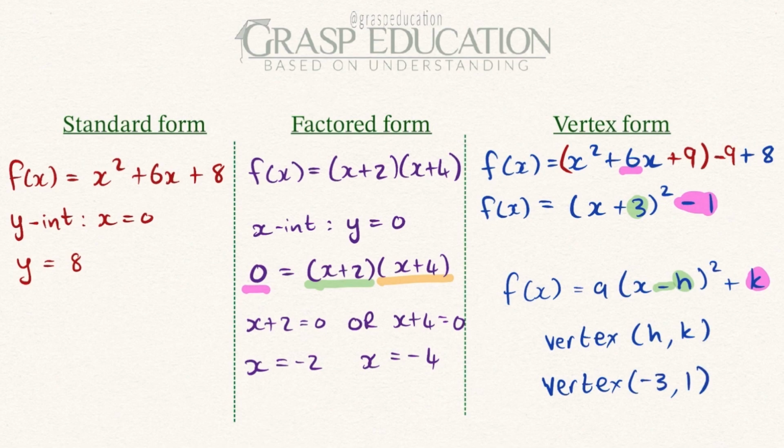So from the standard form, we can see we get the y-intercept. From the factored form, we can easily get the x-intercepts, and from the vertex form, we can easily get the vertex.